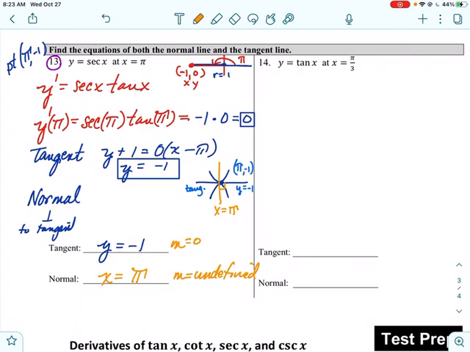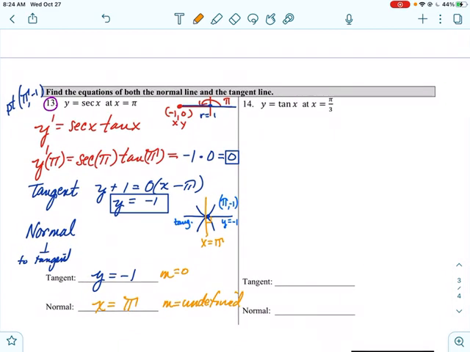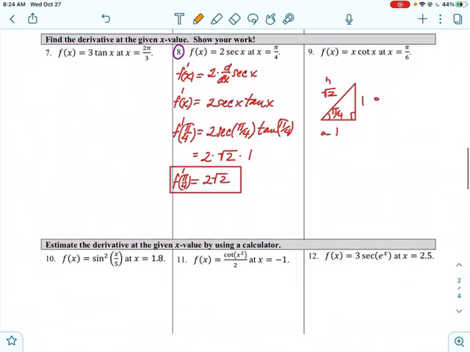If you have another problem where the slope isn't 0 and undefined, remember you're dealing with the normal having the opposite reciprocal slope to the tangent. Okay, I think that's enough for right now. That'll give you enough to get started on these practice problems and the test prep. Oh, don't forget the test prep.